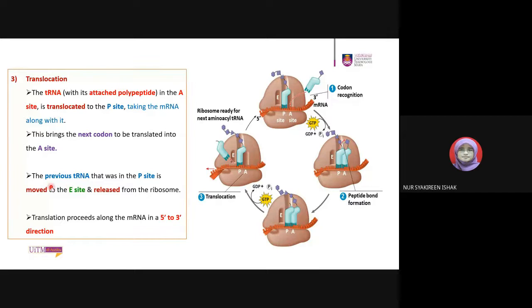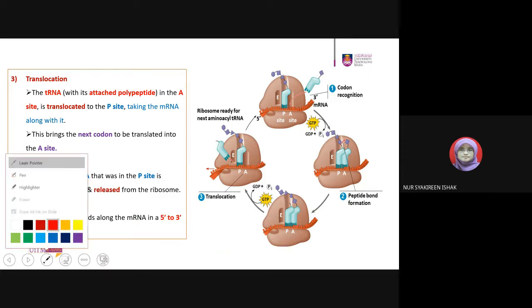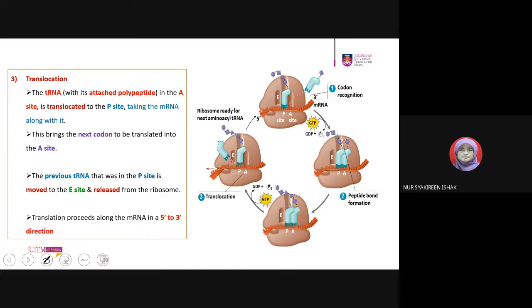Okay, so the previous tRNA that was in the P site is moved to the E site and released from the ribosome. So translation proceeds along the mRNA in the 5' to 3' direction. Okay, so nampak, ingat selalu kena ingat this is 5' and 3'. Okay, so dia akan bergerak. mRNA ni akan bergerak ke arah sini untuk dia dibaca dekat A site.